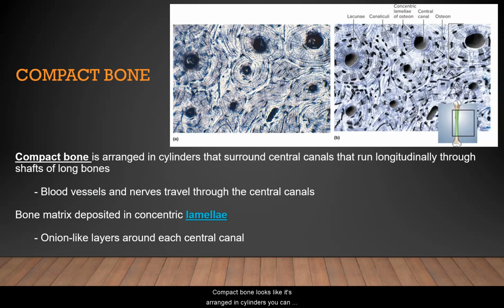Here's what compact bone looks like. It's arranged in cylinders, you can see. It surrounds central canals that run longitudinally through the shafts of long bones. Here's what that looks like right there. Blood vessels and nerves are able to travel through those central canals, and the bone matrix gets deposited in concentric lamellae, onion-like layers that are found in each central canal.